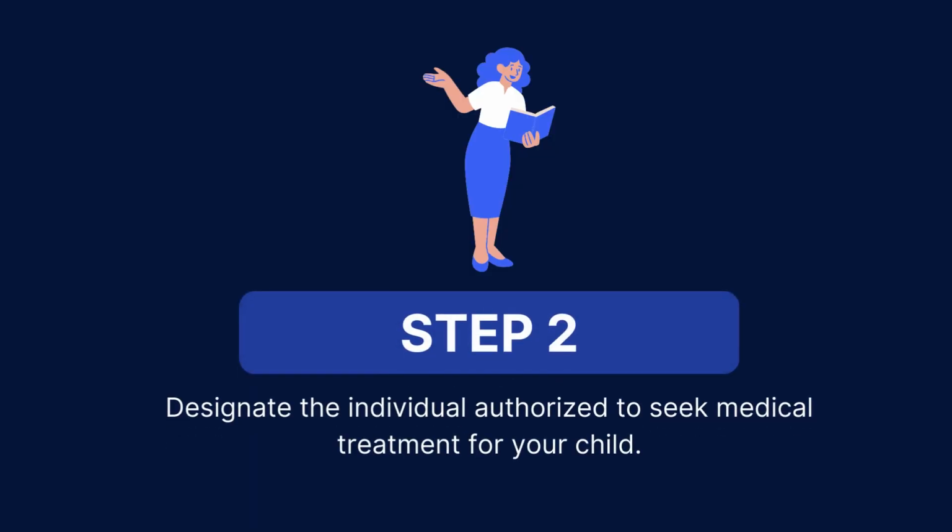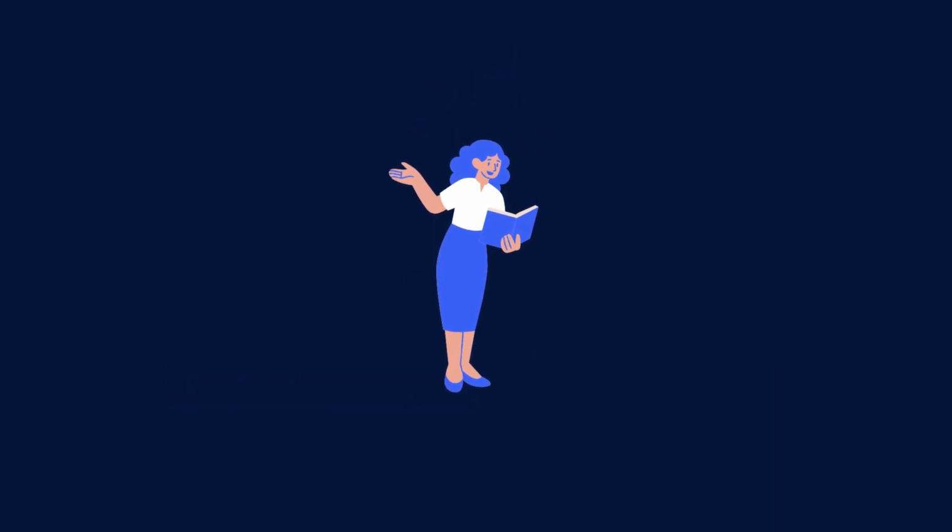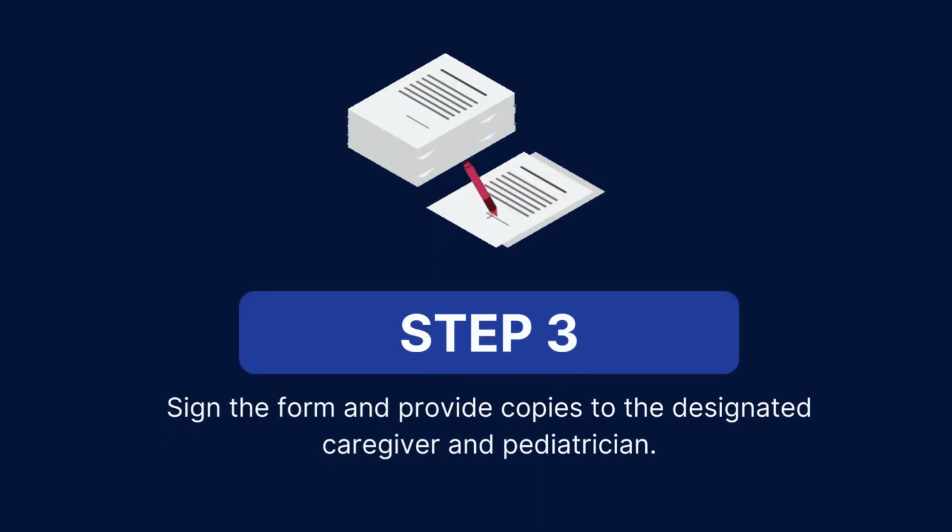Next, designate the individual authorized to seek medical treatment for your child in the case of emergency. This could be a babysitter, coach, or teacher, for example. Make sure to include their name and contact information on the form. Finally, sign the form and provide copies to the designated caregiver and your child's pediatrician. Ensure the designated caregiver has the form readily available in an emergency, such as by carrying a copy in their wallet or storing it on their phone.